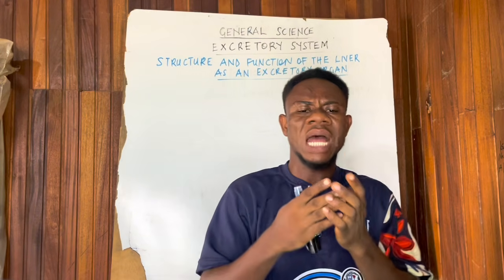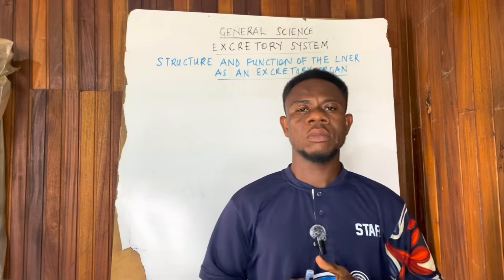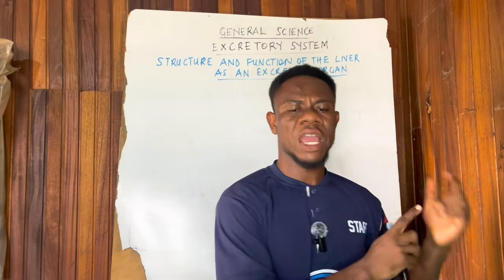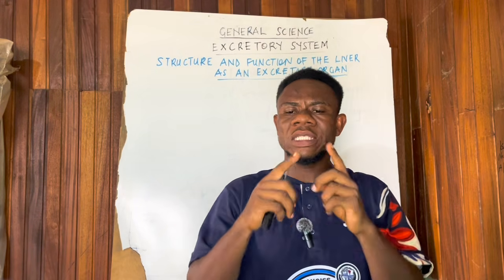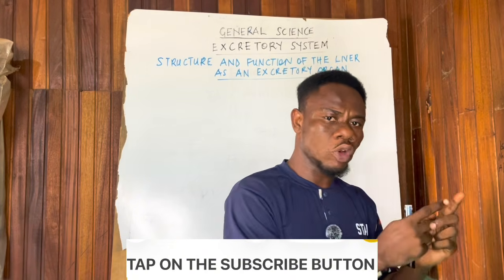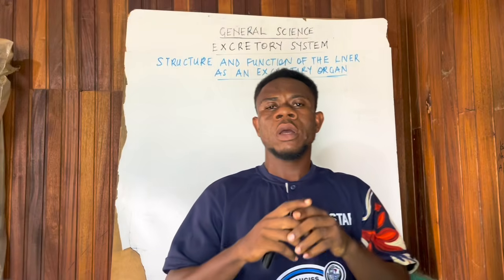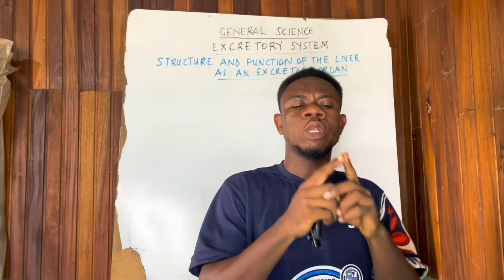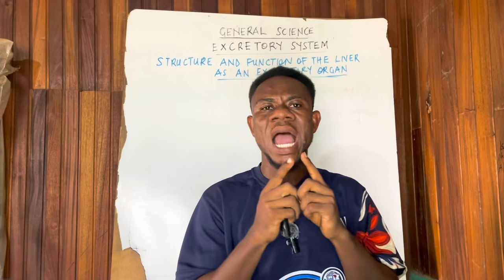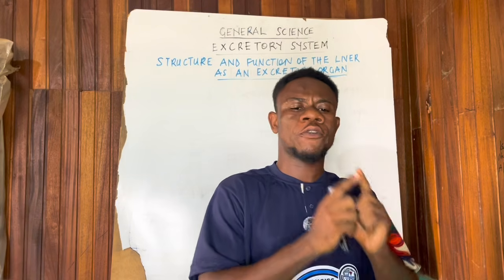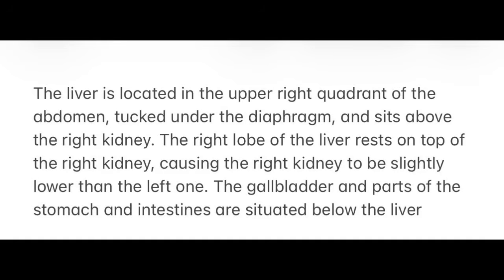When we talk about the anatomical relationships, the liver is above the diaphragm. The diaphragm is a muscle that separates the chest from the abdomen. The liver is below the right kidney and intestines. It is behind the right lungs, in front of the abdominal wall and rib cage.